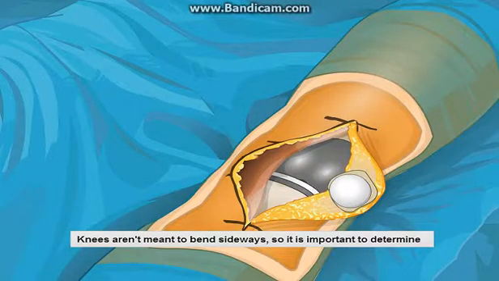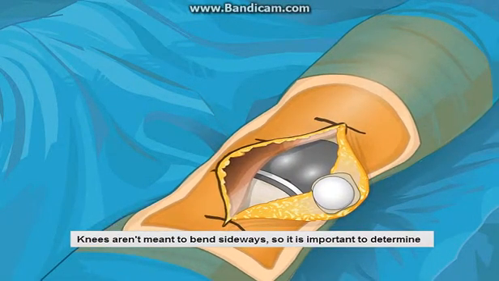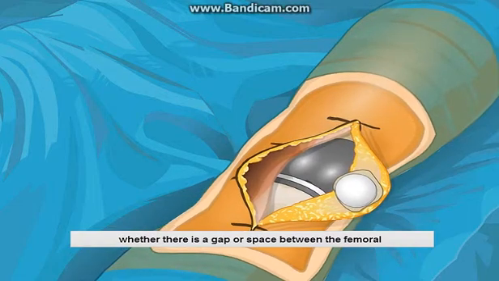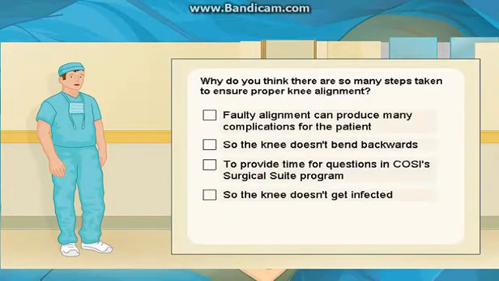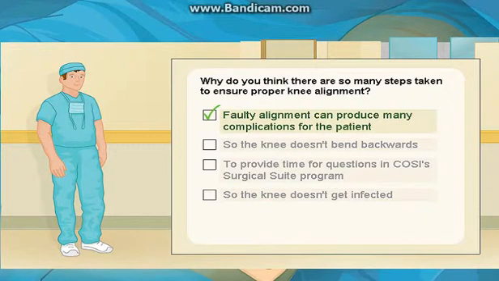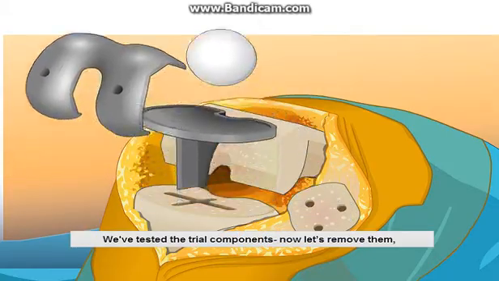Knees aren't meant to bend sideways, so it's important to determine whether there is a gap or space between the femoral and tibial components. There's no noticeable gap, so this knee is a good fit. Why do you think there are so many steps taken to ensure proper alignment? Great! We've tested the trial components.